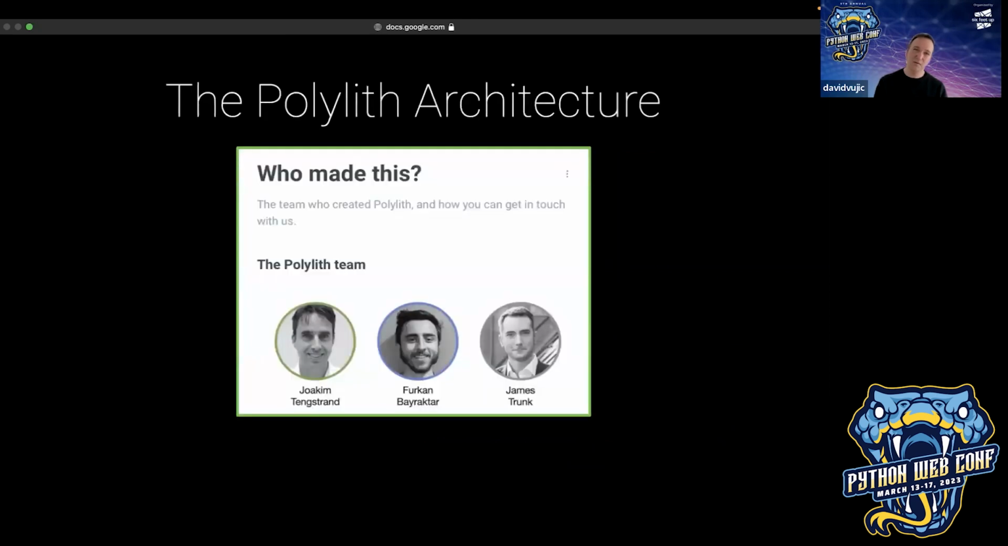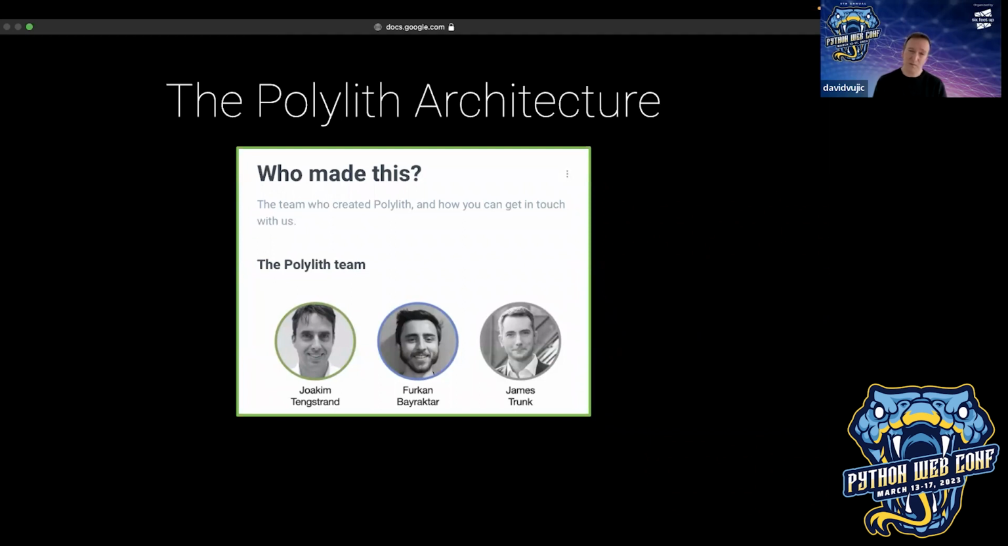So who made this? This thing is an architecture, but also with tooling support. And this architecture comes from the Clojure community, which is a very vibrant community coming up with new, fresh ideas, and has inspired other communities like the JavaScript and Python communities. The team that made this are these three: Joachim Tengstrand, Furkan Bayaktar, and James Trunk. They have also developed, and are maintaining, the tooling support for it.